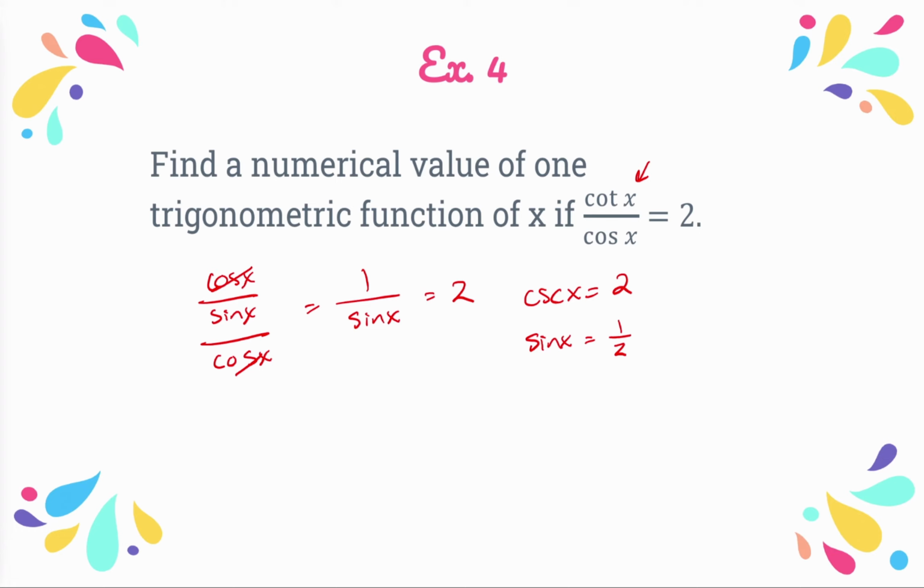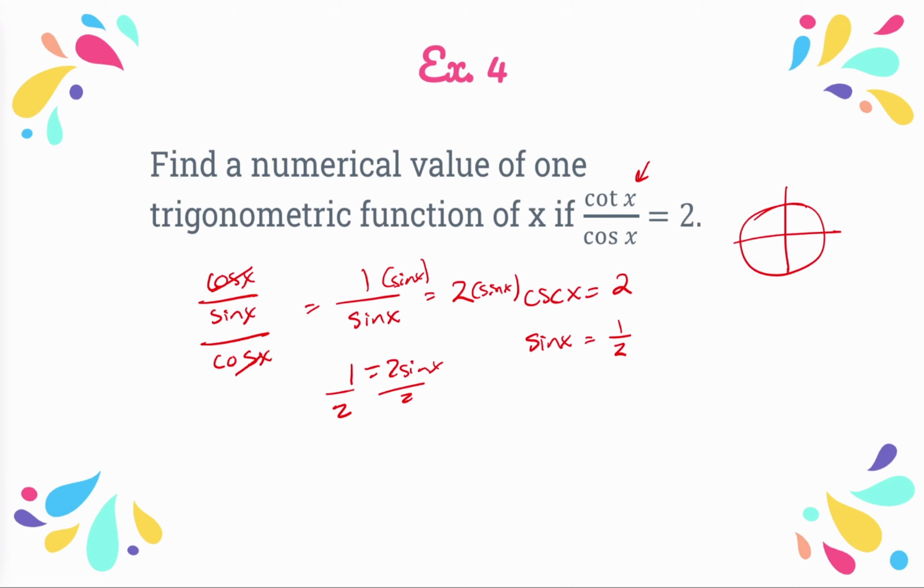Right? Cosecant is 1 over sine. You could also do it this way. If you multiply both of these by sine x, you would get 1 equals 2 sine x, and divide by 2. And so you get sine x equals 1/2. So you can get cosecant x equals 2 or sine x equals 1/2.